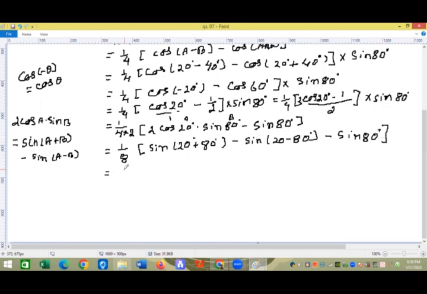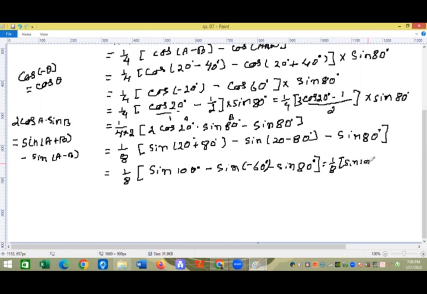And then after we have 1 by 8 here, so this is sine 100 degrees, and then this is minus sine of 20 minus 80, it is minus 60 degrees, and then this is minus sine 80 degrees already here. So here you can rewrite this sort of thing. This is 60 degrees, should be inside the bracket. This is 1 by 8, and then we have sine 100 degrees, sine 100 degrees.